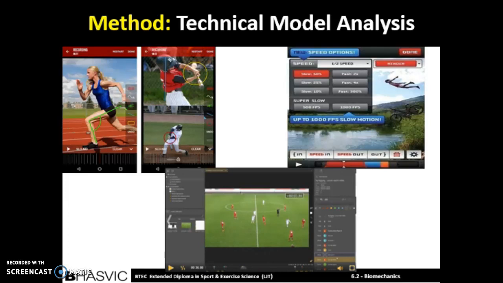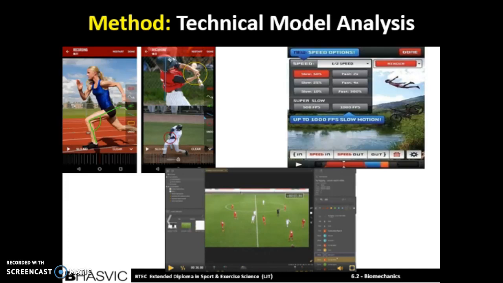Another piece of software you could use is the coach's eye. This is used to highlight specific joints in the body when a skill is being performed, or to highlight a specific body part. With this, you can also slow down the video to see it more clearly, but it cannot be slowed down as much as SlowPro.